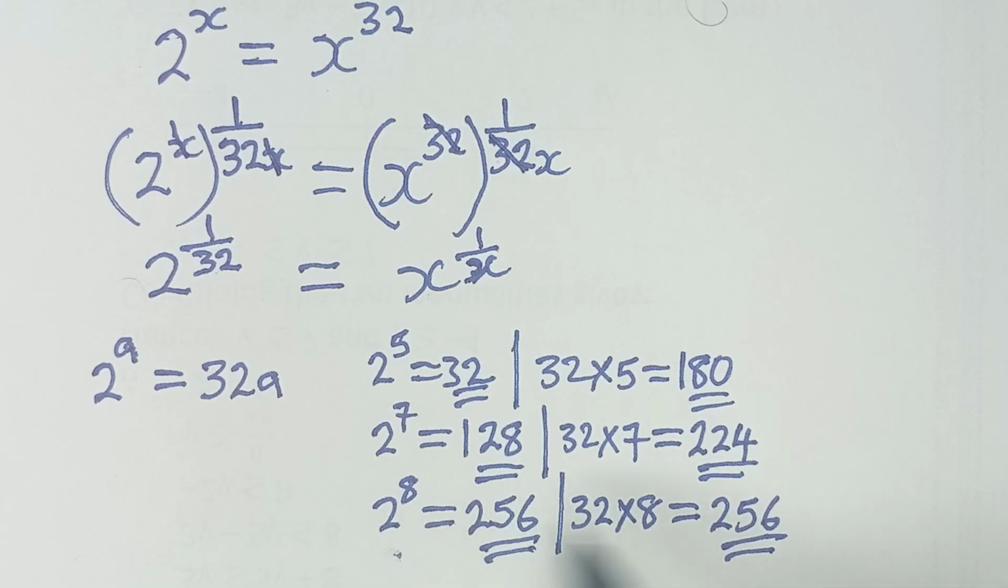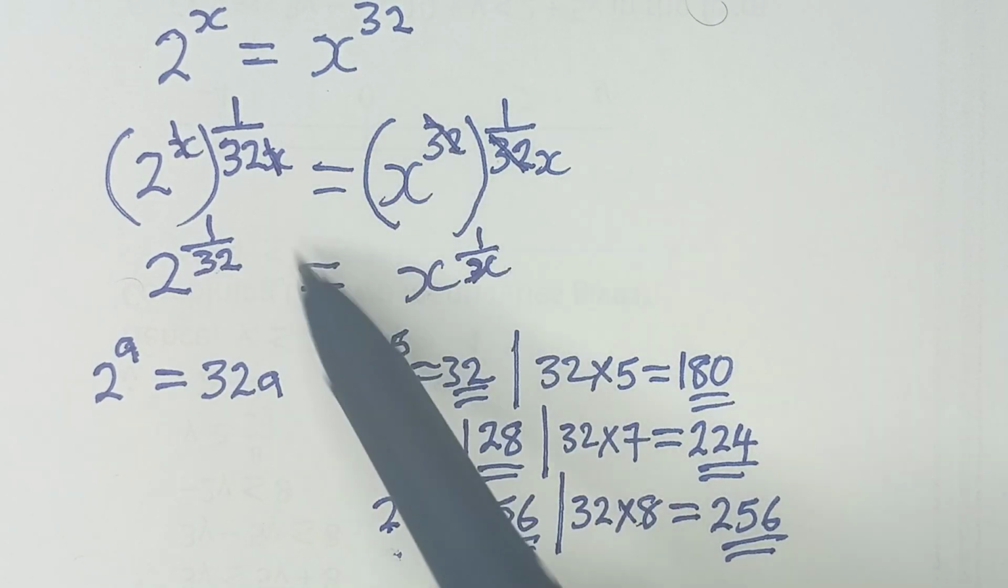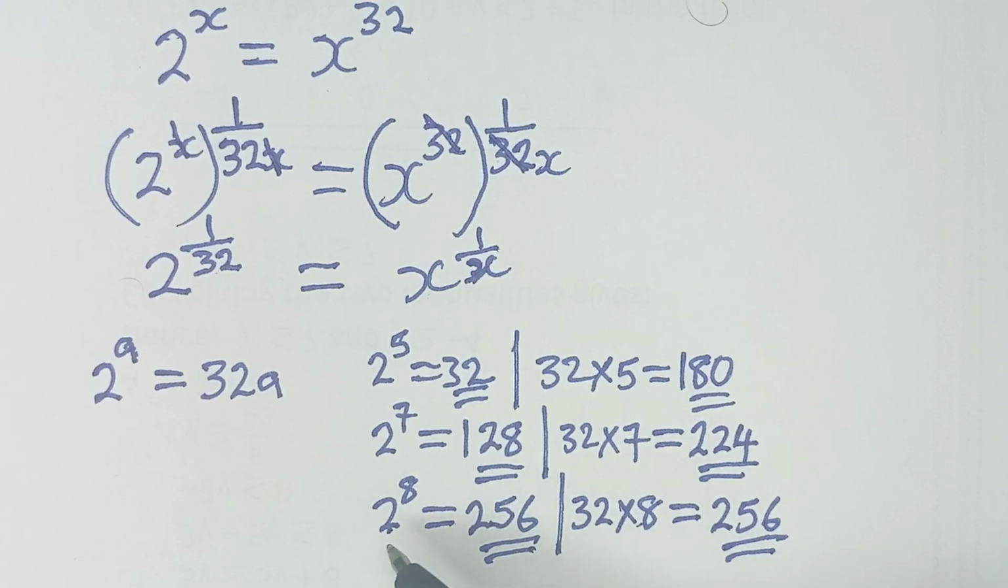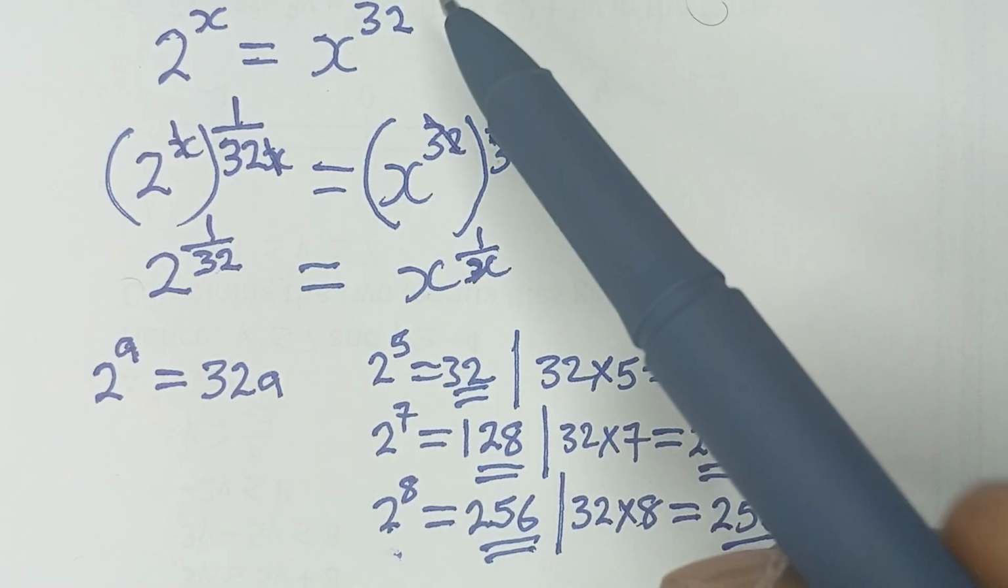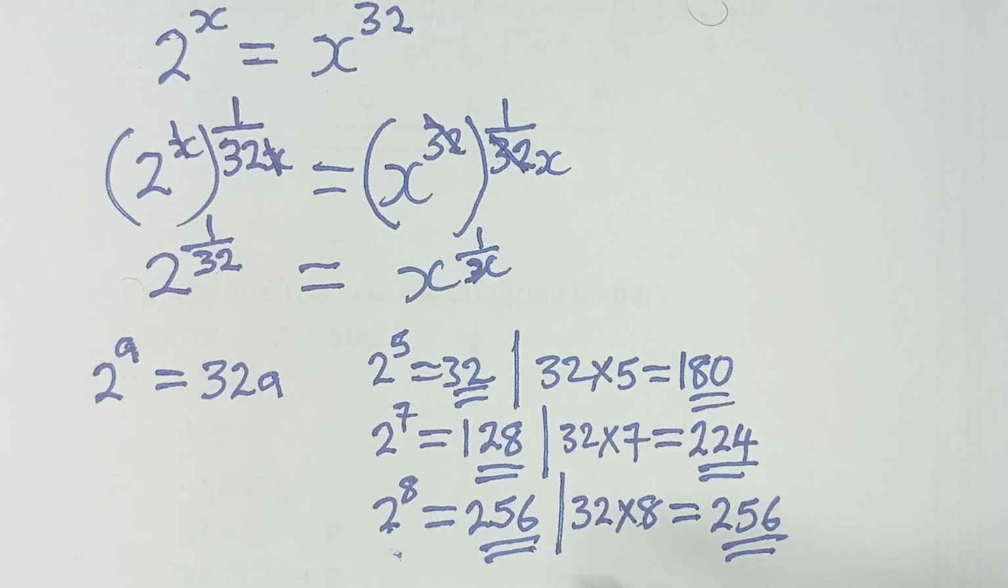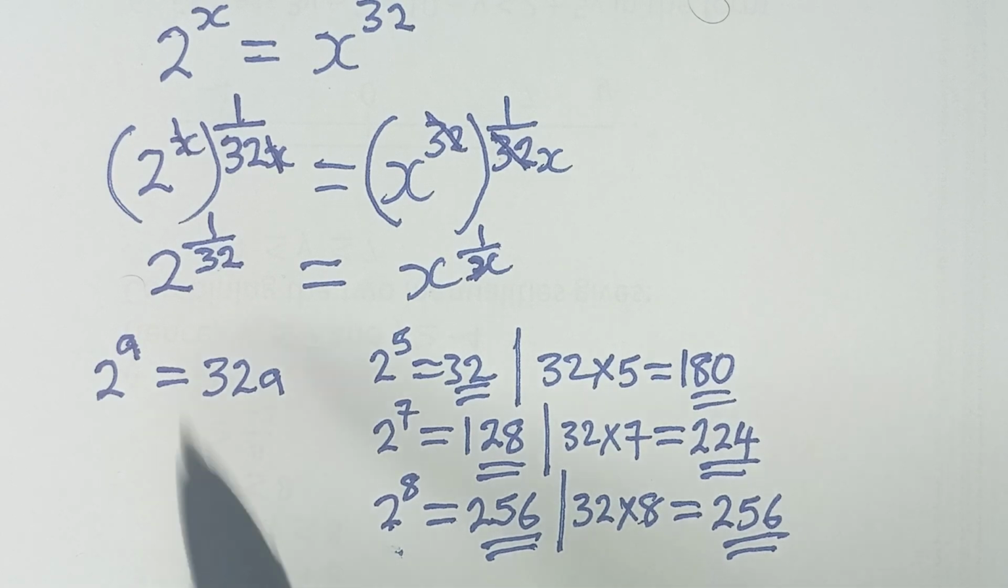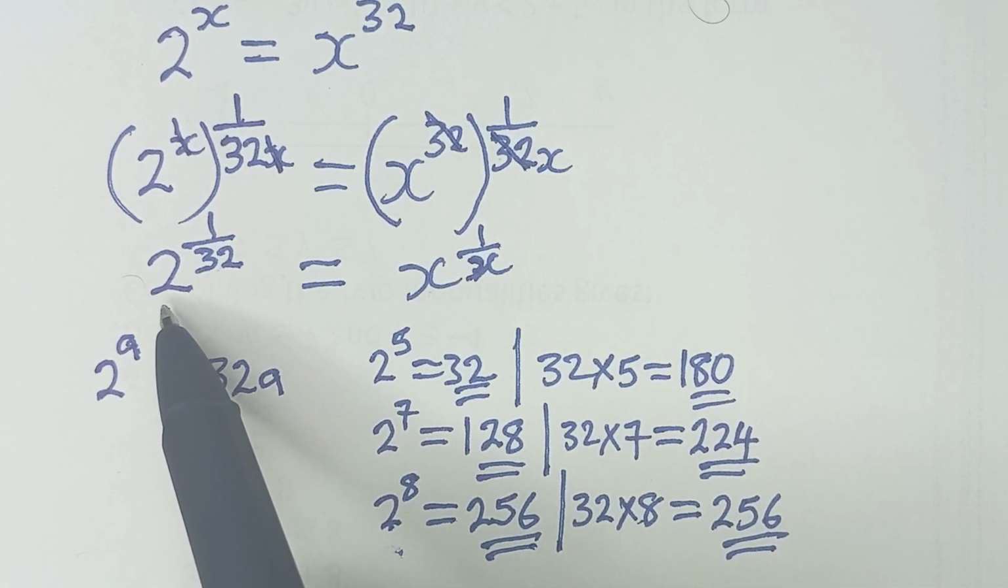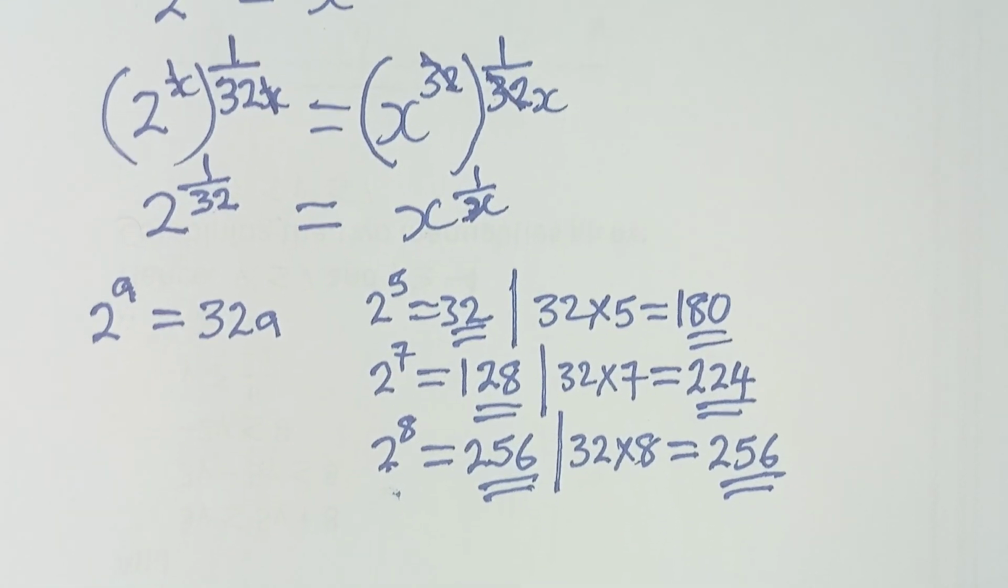So this is the trick that has to be applied in any form of equations like this. You get a particular exponent for the base of this number, and that exponent multiplied by the 32 in the question, once they are equal, gives you the answer that you are looking for. So we can now come back to this equation and write it differently.